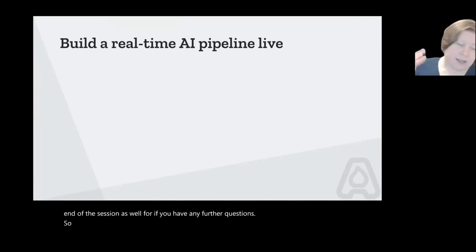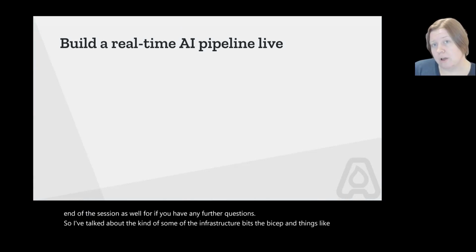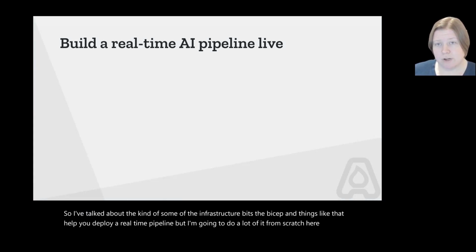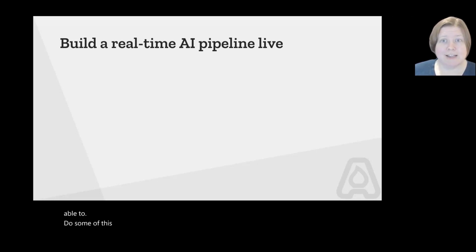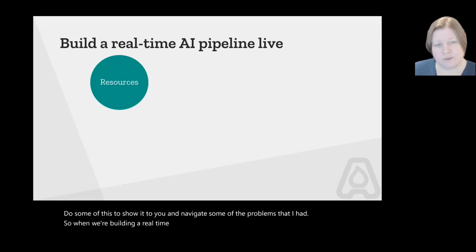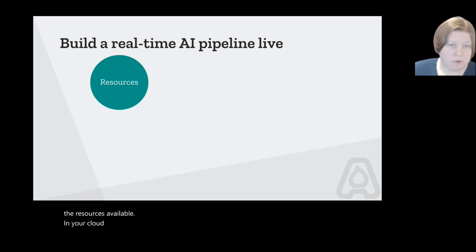I've talked about some of the infrastructure bits, the Bicep and things like that, that help you deploy a real-time pipeline. But I'm going to do a lot of it from scratch here to show it to you and navigate some of the problems that I had. So when we're building a real-time pipeline, you first need to make sure that you have the resources available in your cloud environment to perform your AI-based analysis.